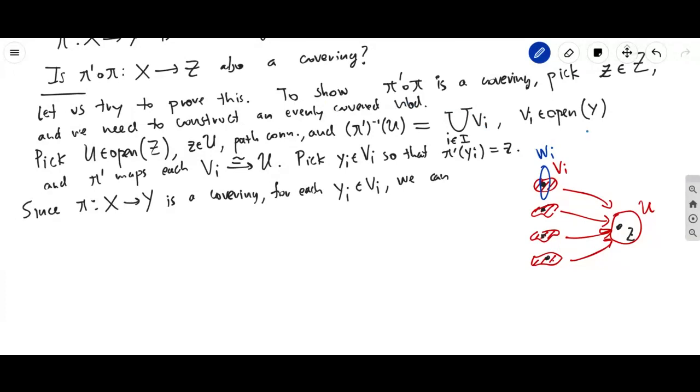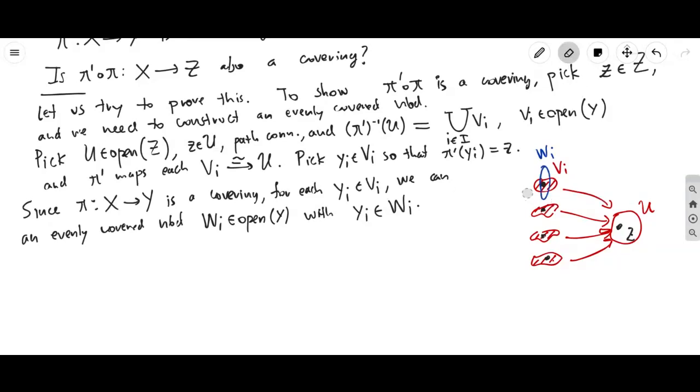Let's call it Vi, I'm sorry, Wi. Wi does not have to sit inside Vi. But the point is that such a neighborhood has to exist because this is a covering. We can find an evenly covered neighborhood Wi. So this is an open set in Y with Yi also being in Wi.